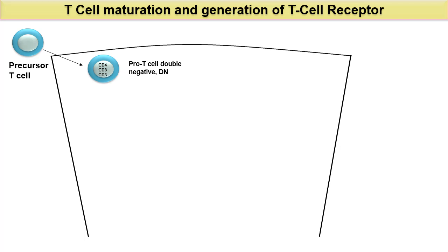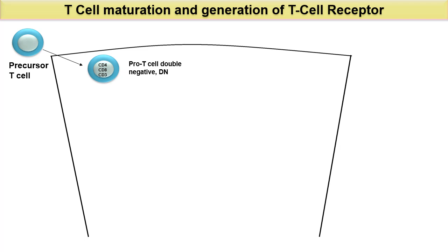The first stage of thymocyte is double negative. So, what is this double negative? In the previous slide, I have mentioned the types of T cells, that is helper T cells, which are also called CD4 plus cells, and cytotoxic T cells, which are also called CD8 plus cells. So double negative means this CD4 and CD8 are absent on the surface of this particular thymocyte.